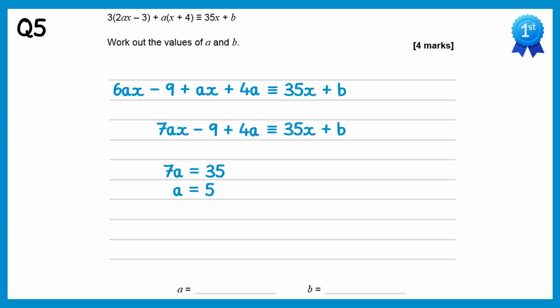If we look at the constant terms, we have negative 9 plus 4a, which must equal b. So negative 9 plus 4a equals b, but of course we know a was 5, in which case 4a is equal to 20. So now all we need to do is negative 9 plus 20, which gives you b as 11. So a is 5 and b is 11.